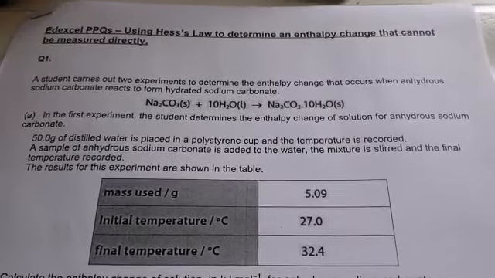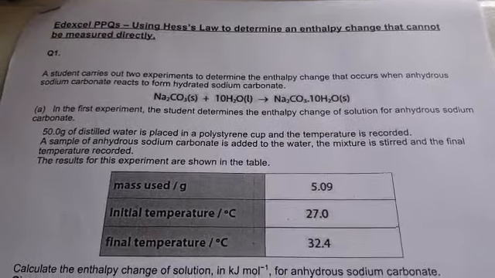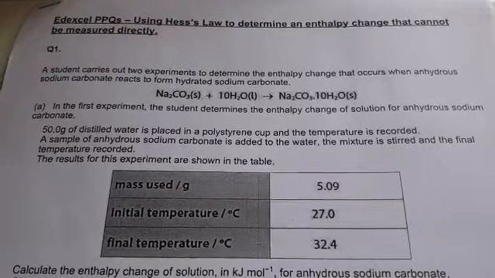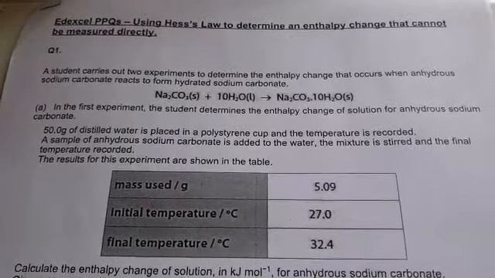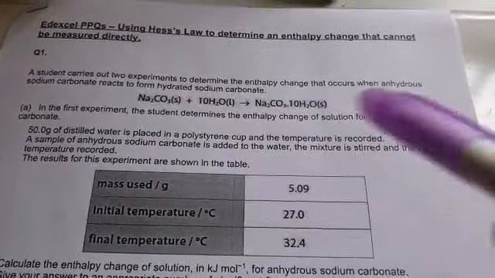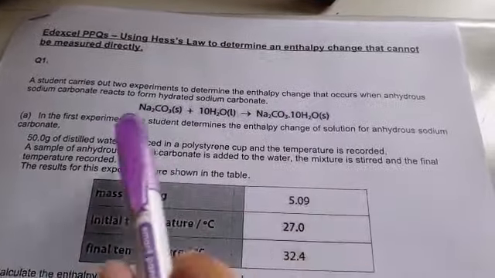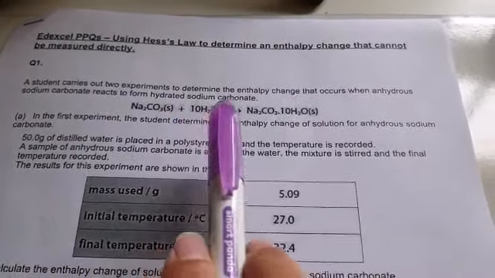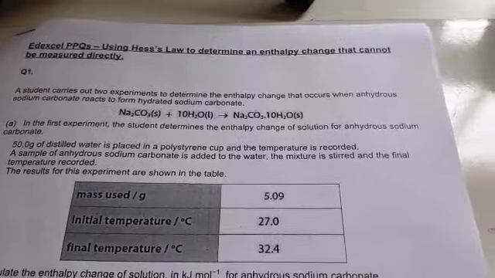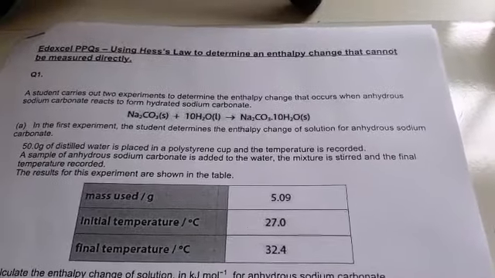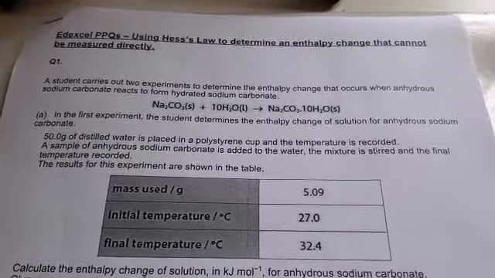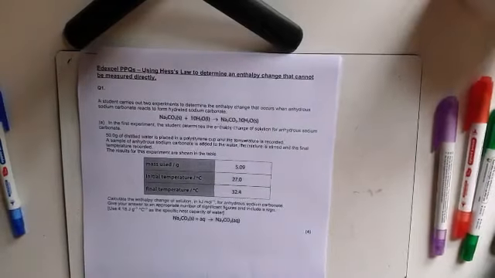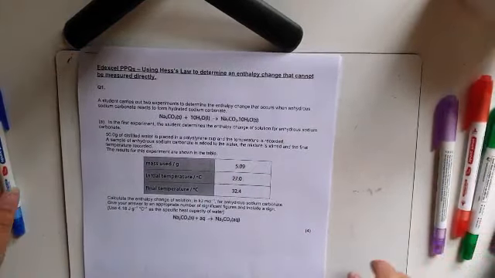Right, here's a question I'm going to go through as a worked example. It's one where the student carries out 2 experiments to determine the enthalpy change that occurs when an anhydrous sodium carbonate reacts to form hydrated sodium carbonate. It's one that you will do as a required practical. Okay, starting off, we have a look at the main experiment.